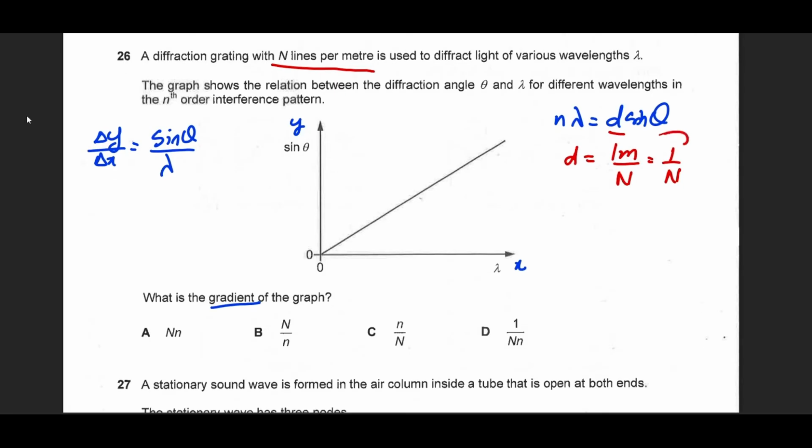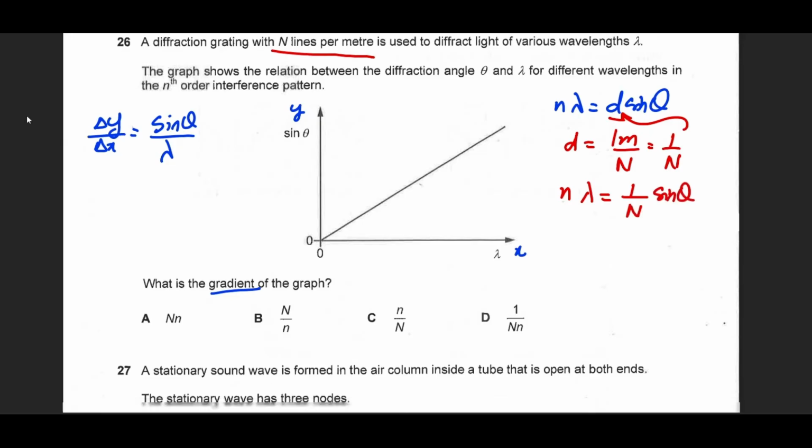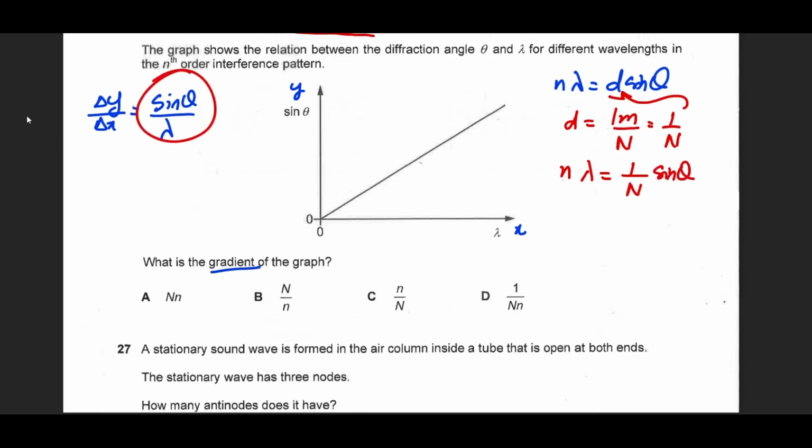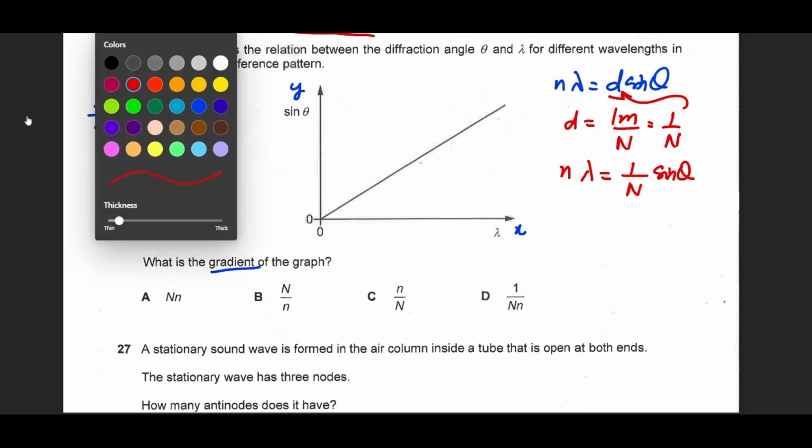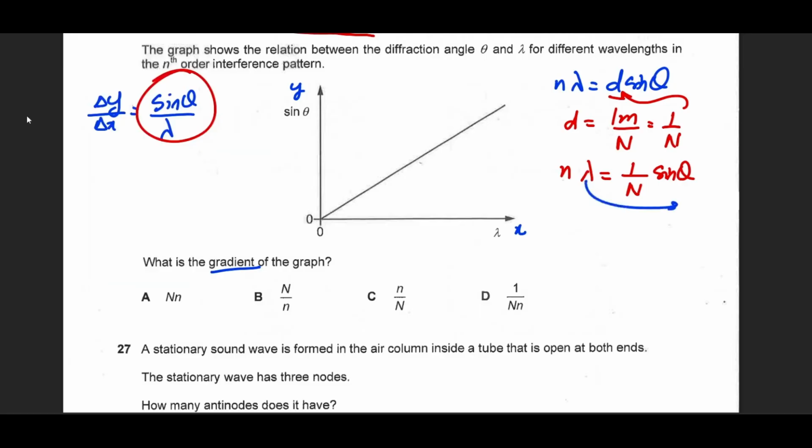So I'm going to replace 1 over n over here. So this becomes n lambda equals 1 over capital N sine theta. Now since we want sine theta over lambda, let's make that the right hand side. So let's bring lambda over there and n over there. So this becomes capital N multiplied by small n equals sine theta divided by lambda. This looks like the gradient, and now we can see that it's equal to capital N multiplied by n.